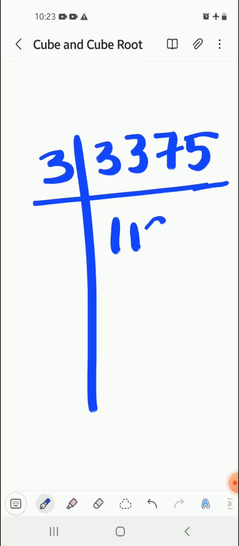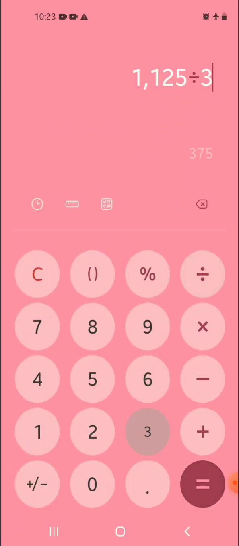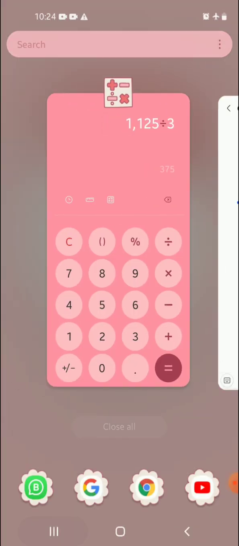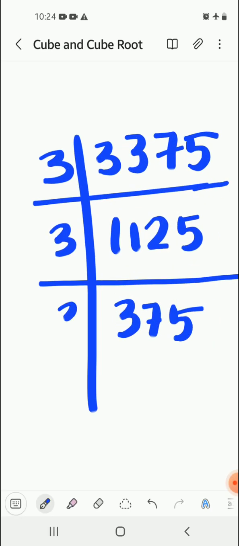So 1125. Once again, since we are finding the cube root of a number, definitely it will be possible for us to divide the number by 3 once again. So divide the number by 3. 375 must be divided once more. So divided by 3, we get 125.